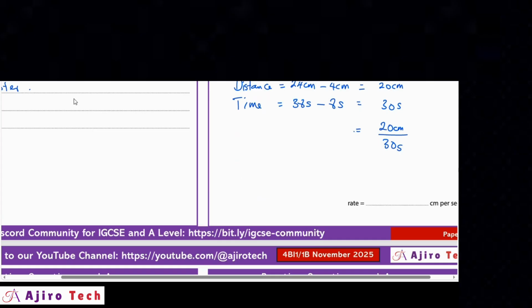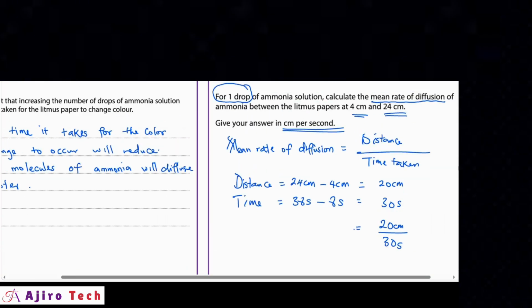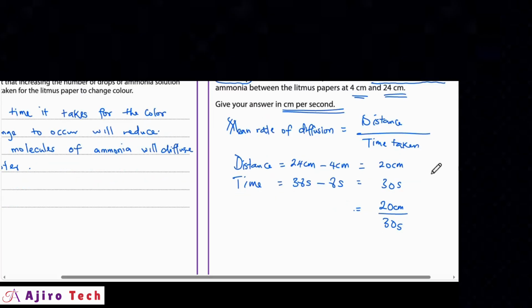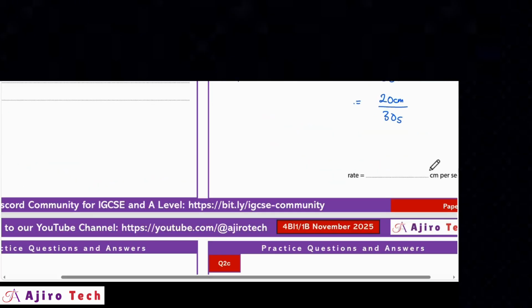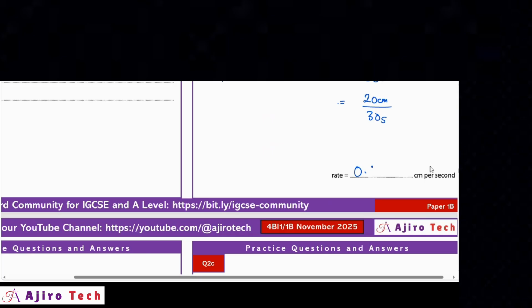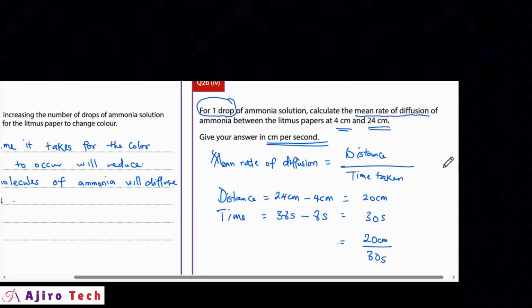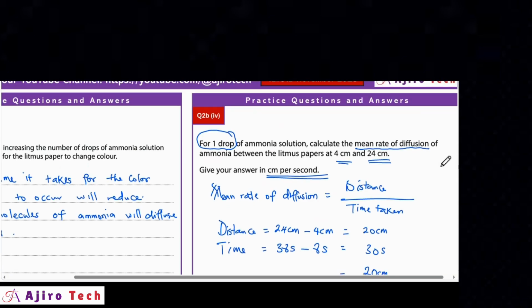And according to the question, they say we should maybe round up, so let's try and verify. If they are silent about it, that means we are free, right? 0.66 without rounding up. So the answer is 0.66 centimeters per second. Some say 0.67, also 0.66. So that is question 2B Roman.